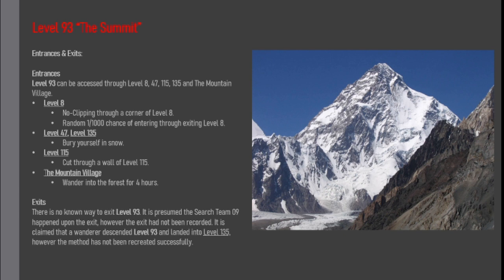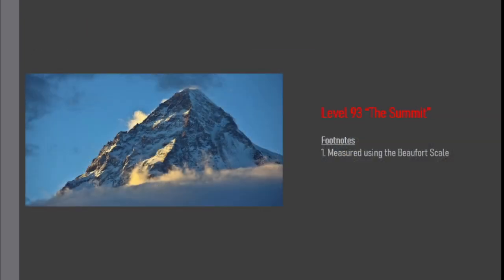Exits. There's no known way to exit level 93. It is presumed that Search Team 09 happened upon the exit, however the exit had not been recorded. It is claimed that a wanderer descended level 93 and landed in level 135, however the method has not been recreated successfully. Footnotes. 1. Measured using the Beaufort scale.